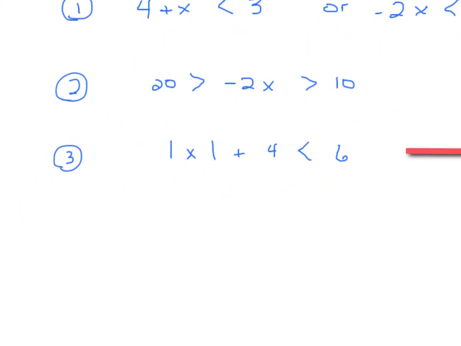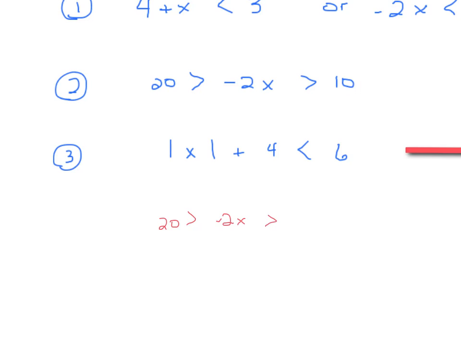So we're going to look at the second one now. 20 is greater than -2x is greater than 10. We're going to get x alone by dividing by -2. Whatever we do to one side, we're going to do to all the sides. Again, I know that sounds a little strange. And because we divide by a negative again, we're going to flip the signs.